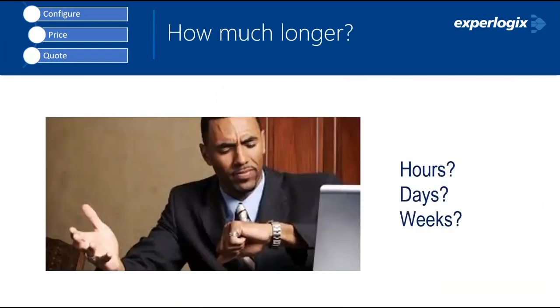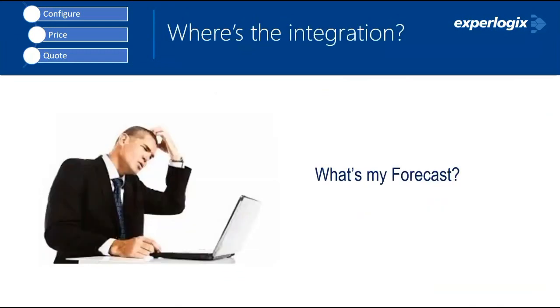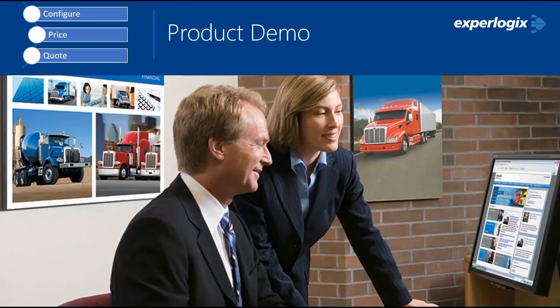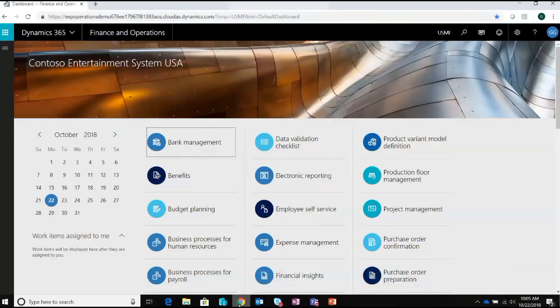So whether we're using some of those older solutions or waiting for somebody to help us out, it's taking too long. We're not even sure if it's right, so we lose confidence in the quotes that we're putting out. And more importantly, we don't have any forecasting ability because it's in other systems. So as I go through the demonstration today, those are some of the things that I want you to keep in mind as you're thinking about your own organizations.